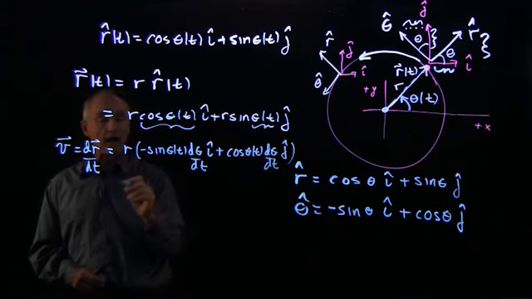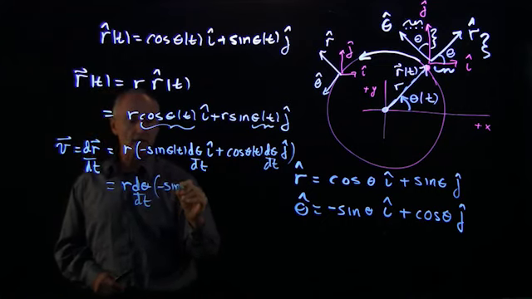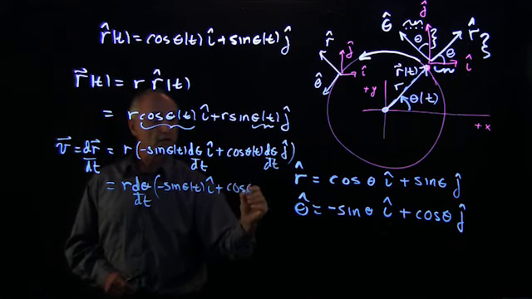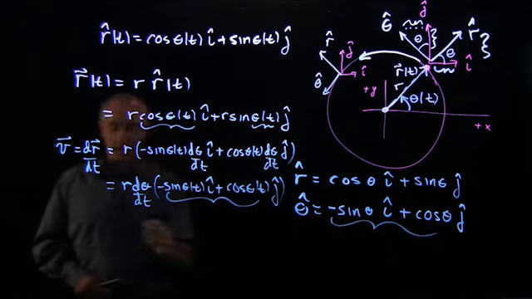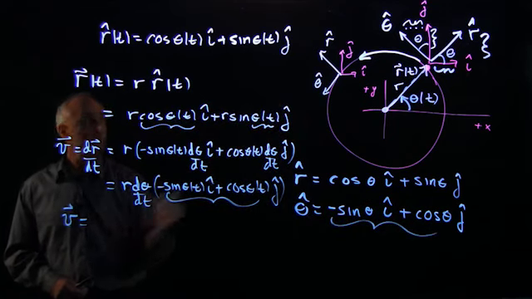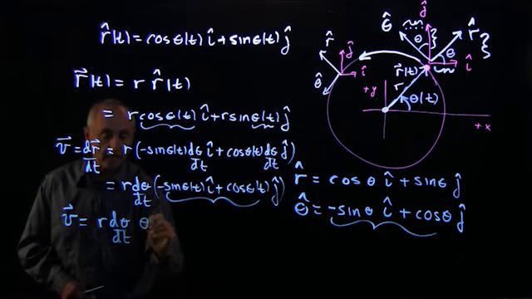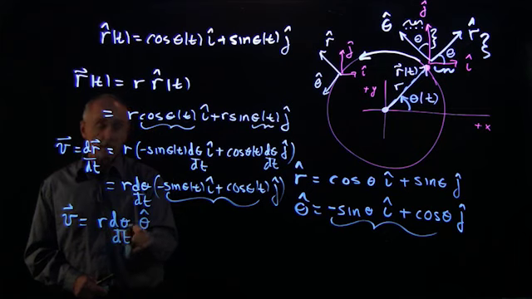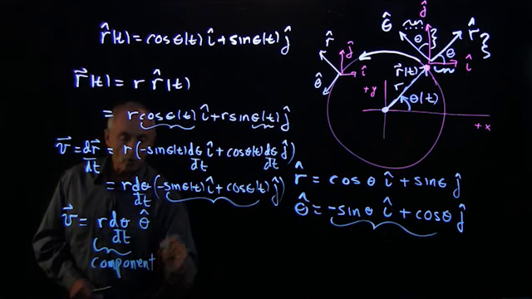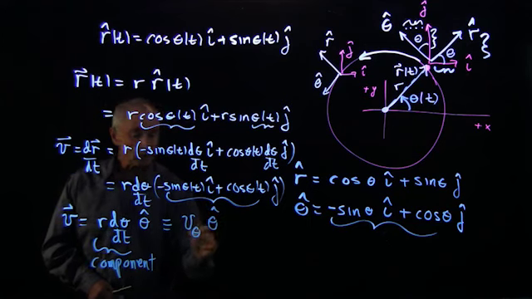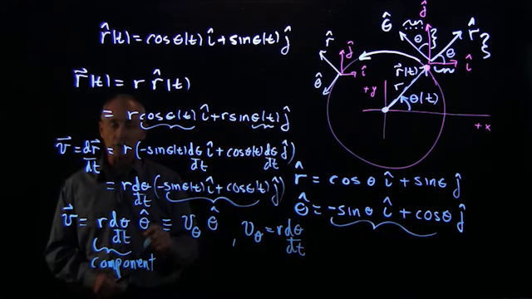Now, notice that I can pull out the common term d theta dt. So I have r d theta dt, and I have minus sine theta of t i hat plus cosine theta of t j hat. And if you'll notice, this is exactly the unit vector theta hat. So we can write our velocity vector for this object that's moving in a circle as r d theta dt theta hat. When we write a vector like this, it's pointing tangentially, in the theta hat direction, and this part is the component. So often we can use a notation v theta theta hat, where v theta is the component r d theta dt. Now, this component can be positive or negative or 0.